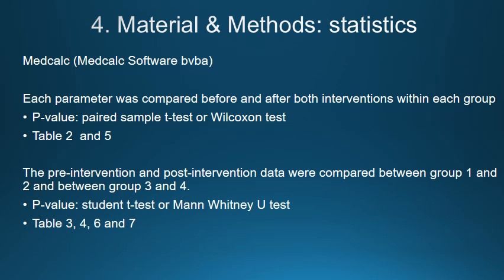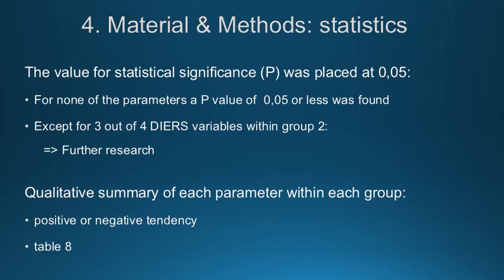Secondly, the pre-intervention and post-intervention data were compared between Group 1 and 2 and between Group 3 and 4 by using a Student t-test or a Mann-Whitney U-test. The results are summarized in Tables 3, 4, 6 and 7. The value for statistical significance was placed at 0.05. If the value is less than or equal to 0.05, there is a statistically significant correlation.